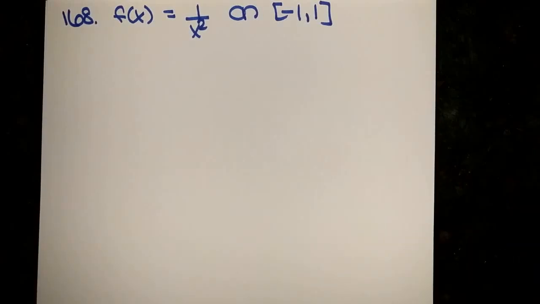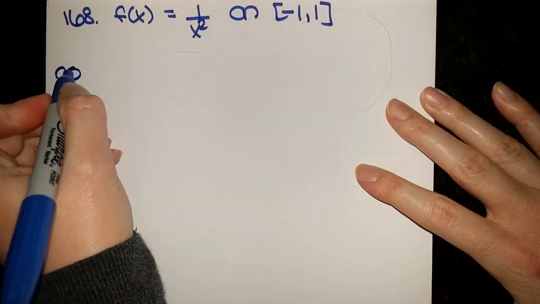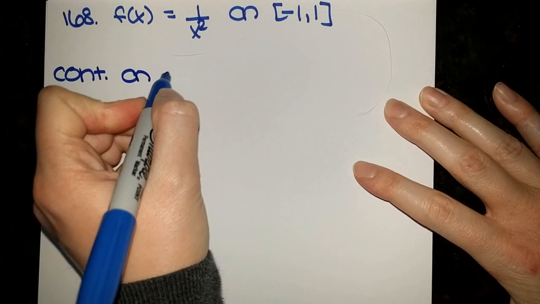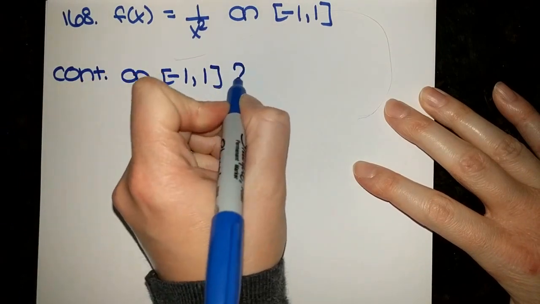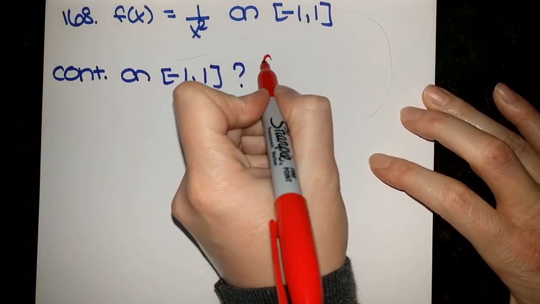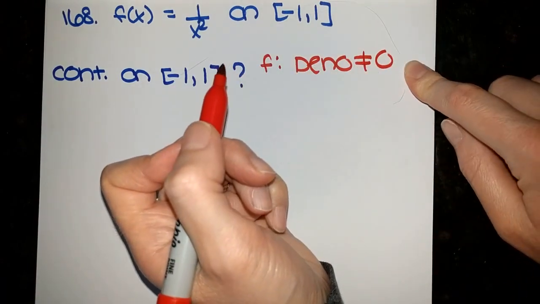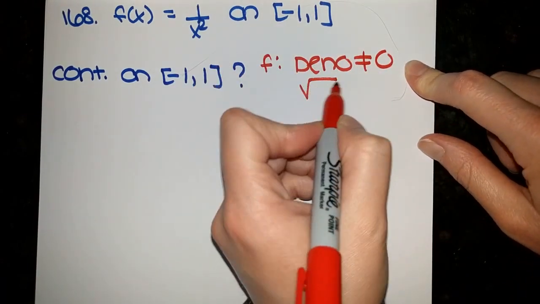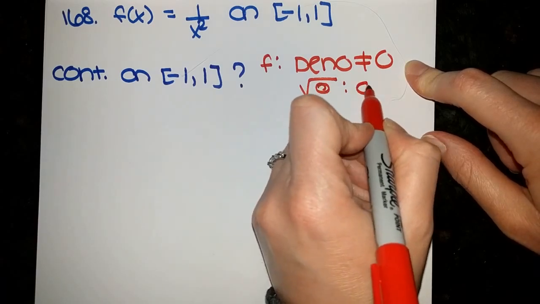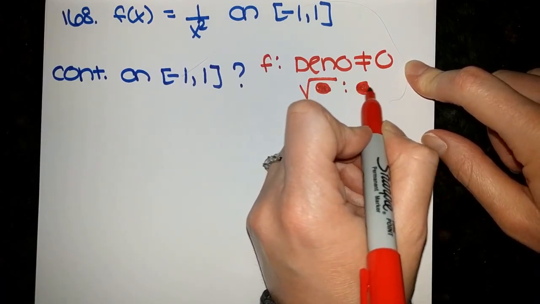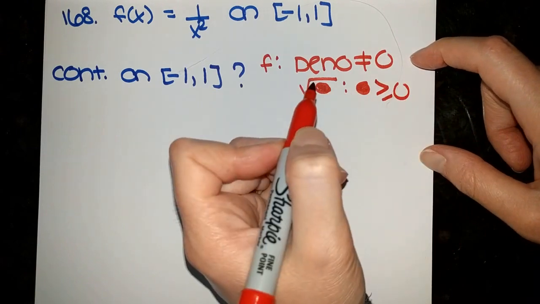So for this function, the first thing you want to do is see if the function is continuous. And remember, the question of continuity is really a question about f. If it has a denominator, we want to make sure that denominator is not equal to 0. If it has a radicand, we want to make sure that whatever is inside of that is greater than or equal to 0.